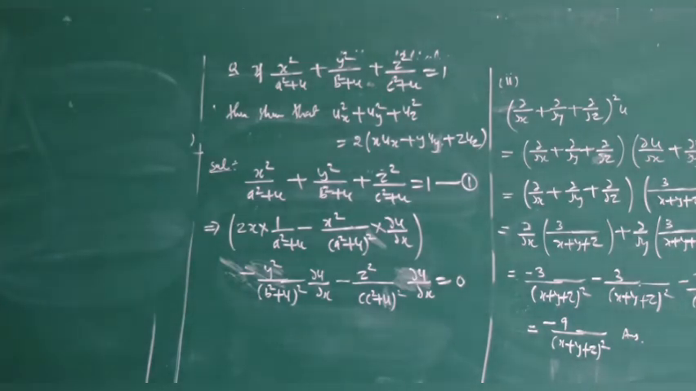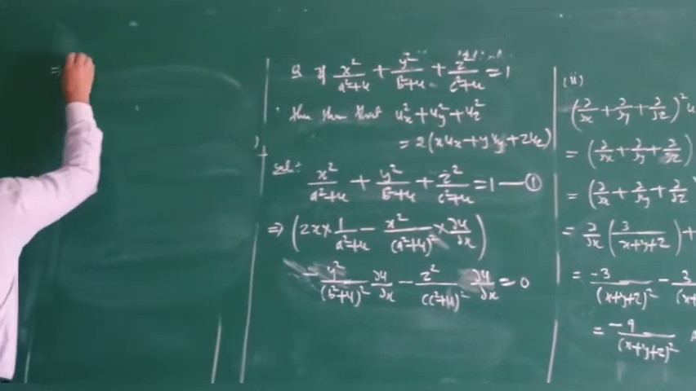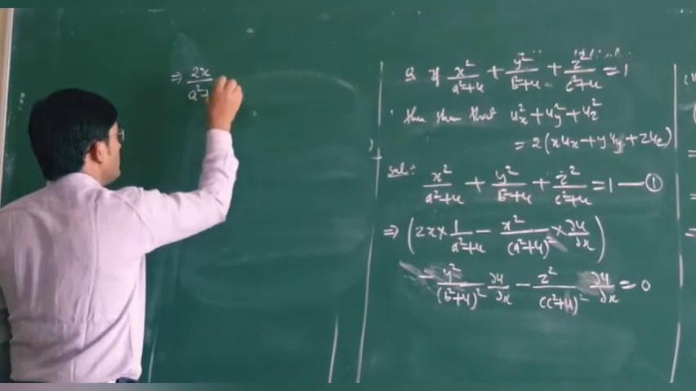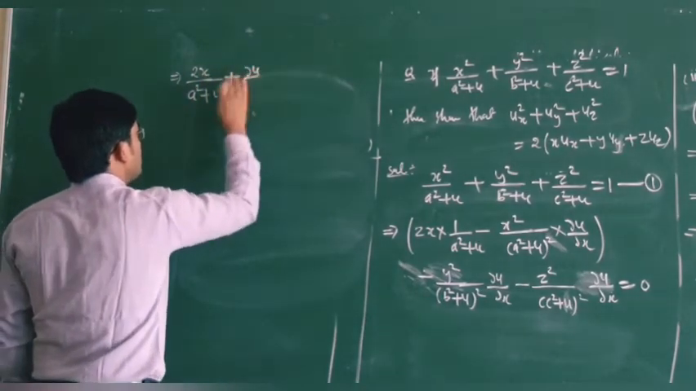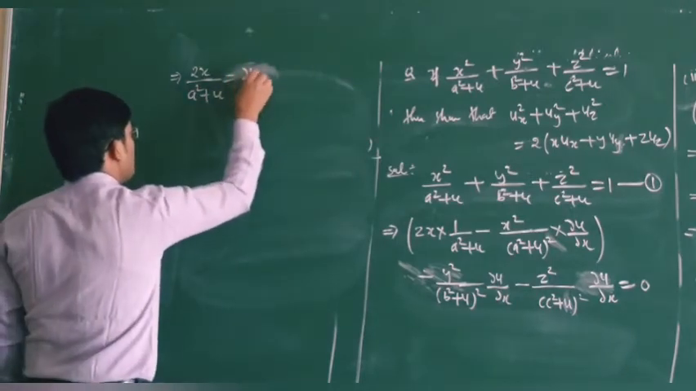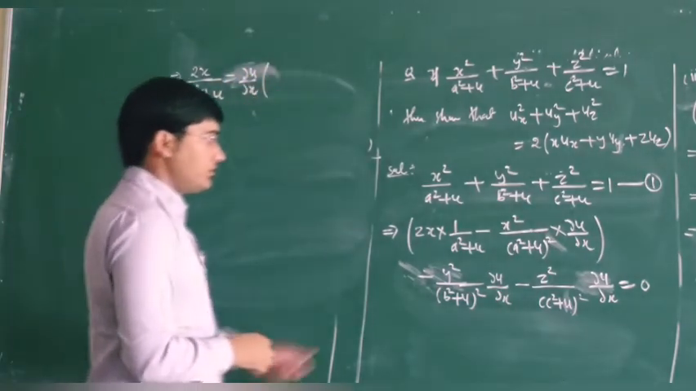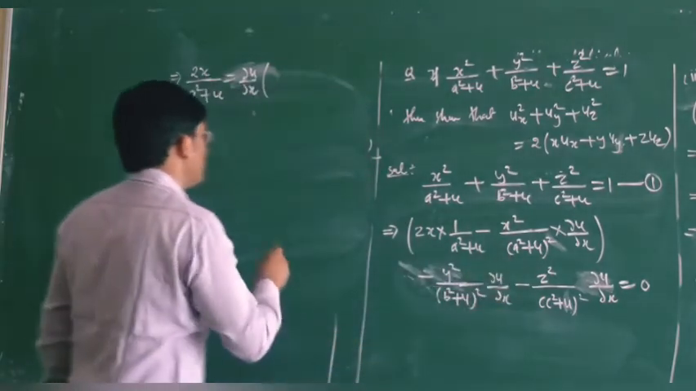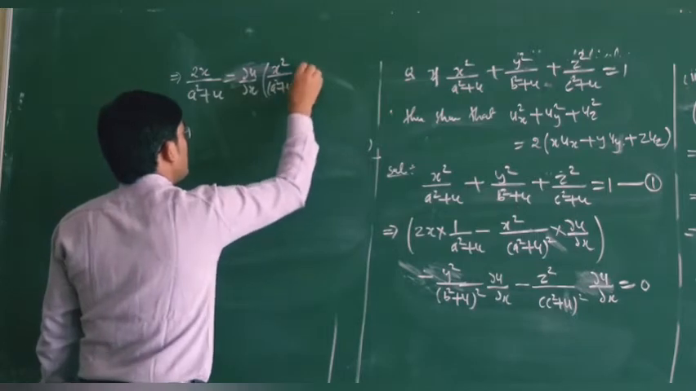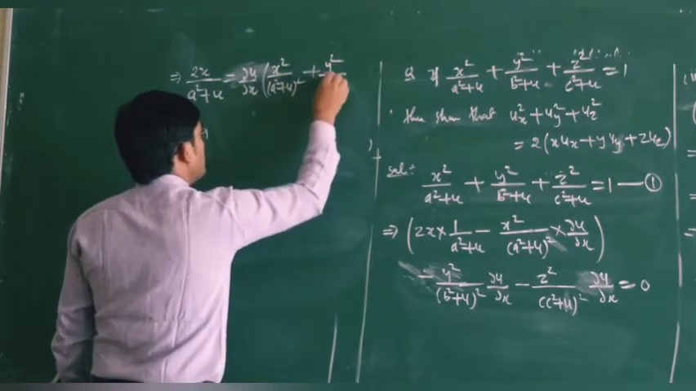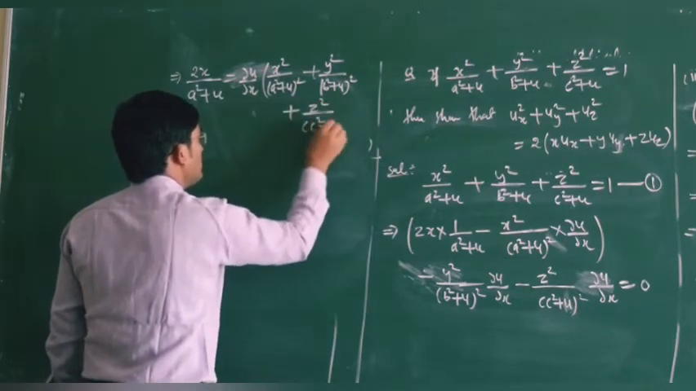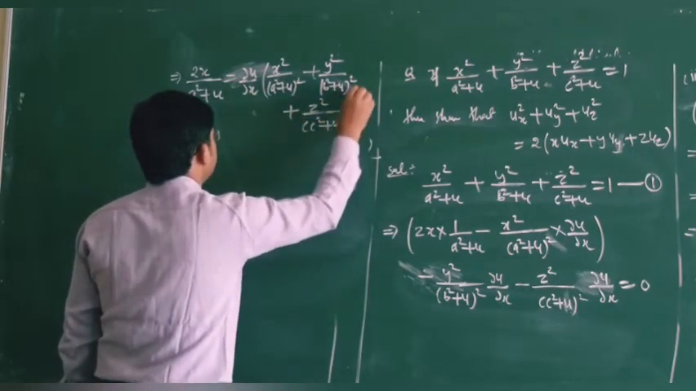So if you take ∂u/∂x common, then we have 2x/(a²+u), then ∂u/∂x on the right hand side will give, now this is x²/(a²+u)² + y²/(b²+u)² + z²/(c²+u)².